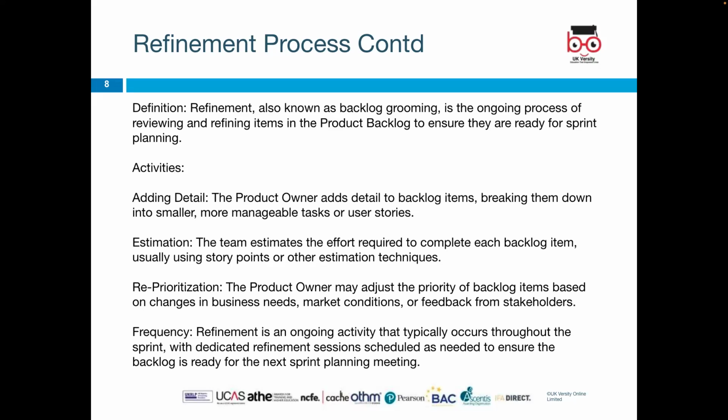So the activities in there are adding detail, estimation, reprioritization, and frequency. As you're reviewing it, you probably want to add something to it. So that's where adding detail comes in. The product owner adds detail to backlog items, breaking them down into smaller, more manageable tasks or user stories, like we checked in that first one. Estimation: the team estimates the effort required to complete each backlog item, usually using story points or other estimation techniques.